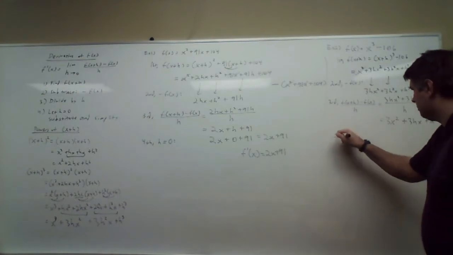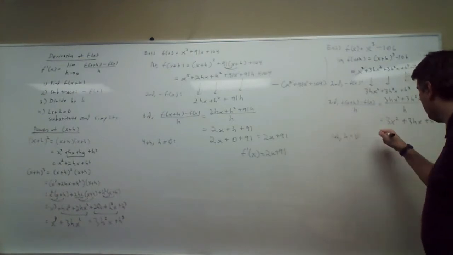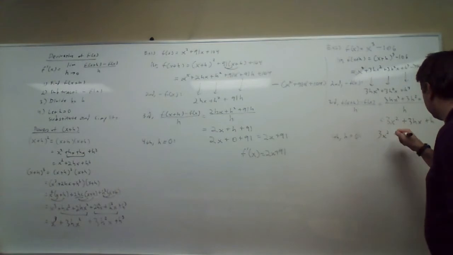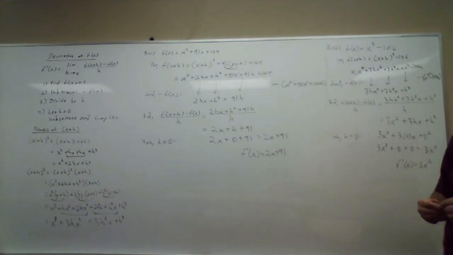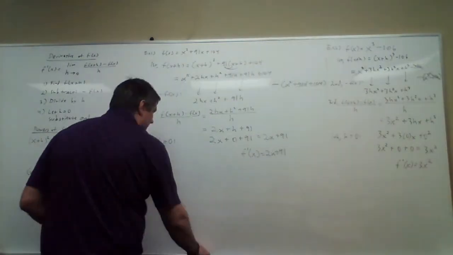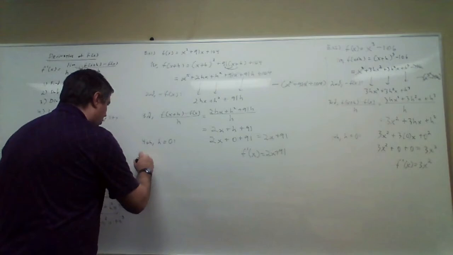Fourth, h equals 0. So I will have 3x squared plus 3 times 0 times x plus 0 squared. Well, that's 3x squared. That's 0. That's 0. So I'm left with 3x squared. So the derivative of this function is 3x squared. Okay. Now, all of this can be shortened with some rules.